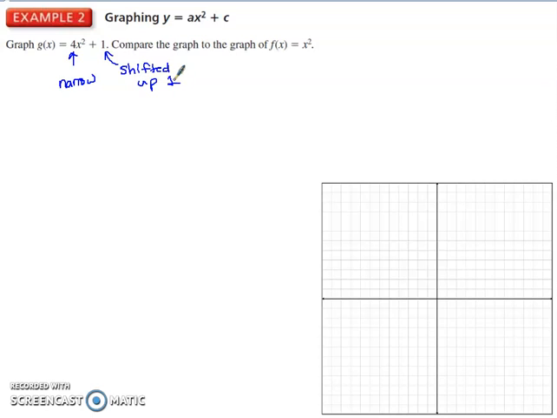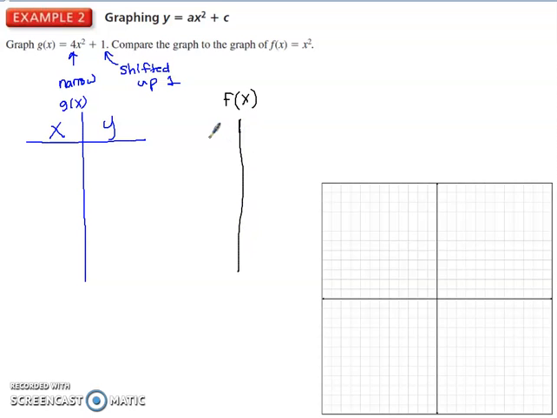So this is what we can expect from our graph, but I'm still going to go ahead and make a table to help me obtain the most accurate graph possible. So I've got x and y, and this will be for g of x. But first, since we are doing a new type of transformation, I'm going to graph my f of x as well.